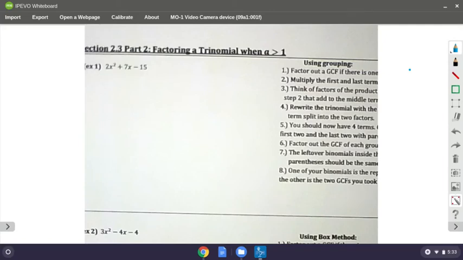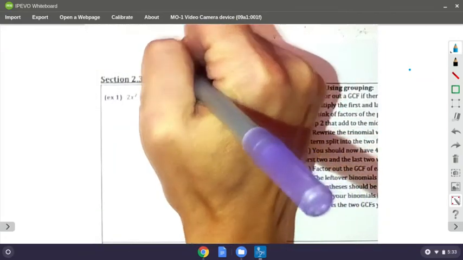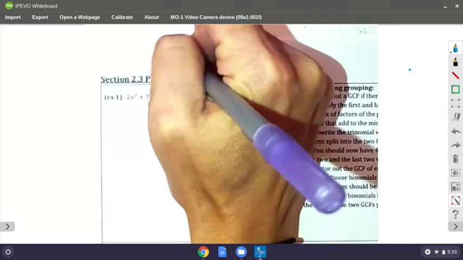Hello. So this next lesson today is more factoring, but this time we're going to do factoring where your A is greater than 1, like this example. Just as a refresher, what we did last time was something like this.